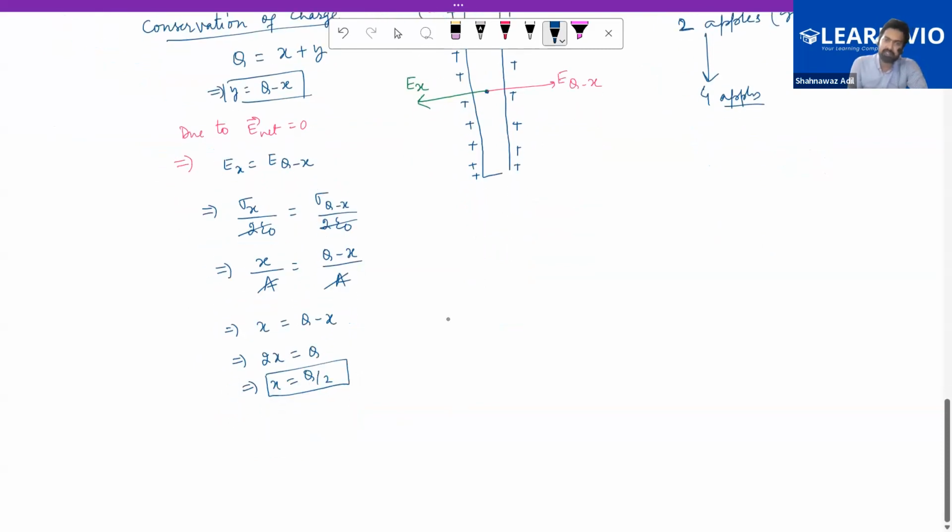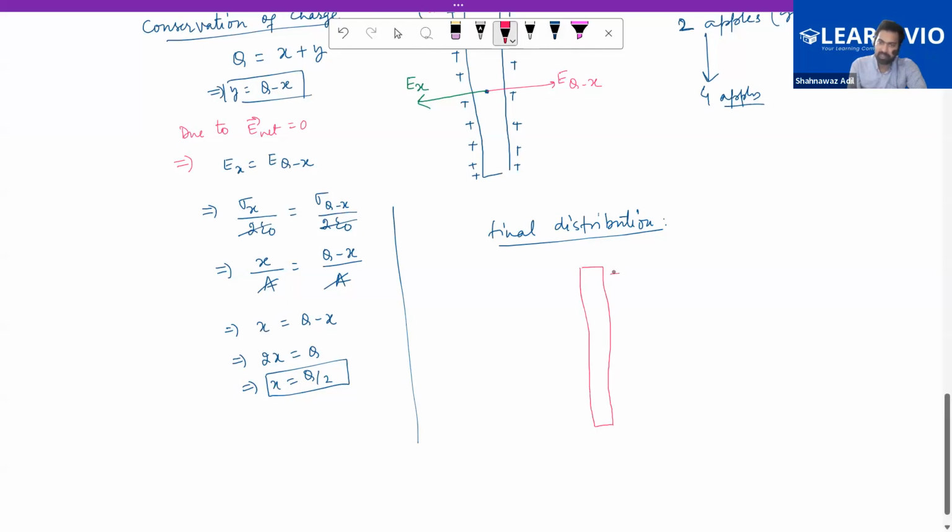So the final distribution would be what? You have this plate, right? And this side is Q by 2, and this side is also Q by 2. So this is the final distribution. Is it clear to you?